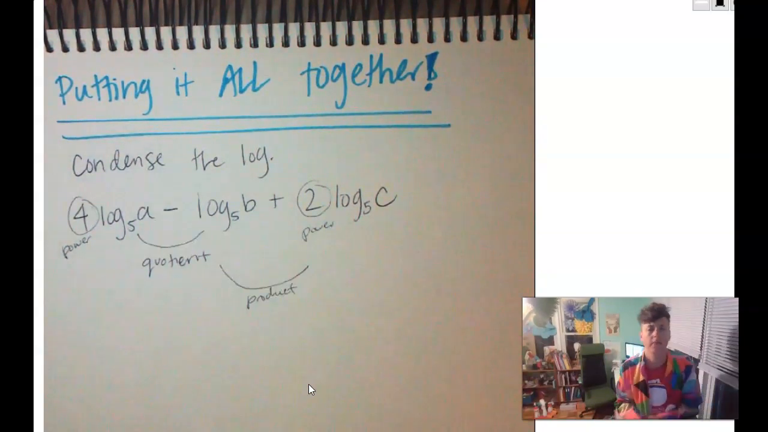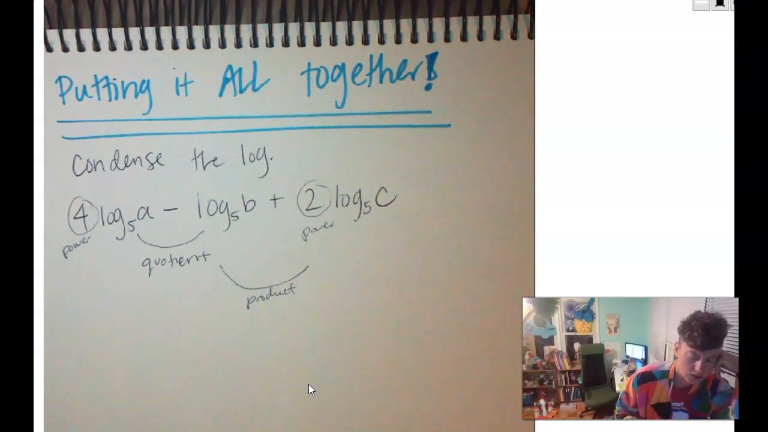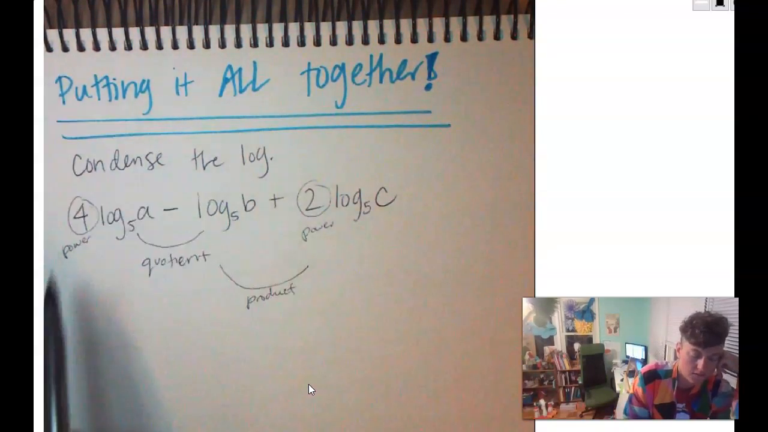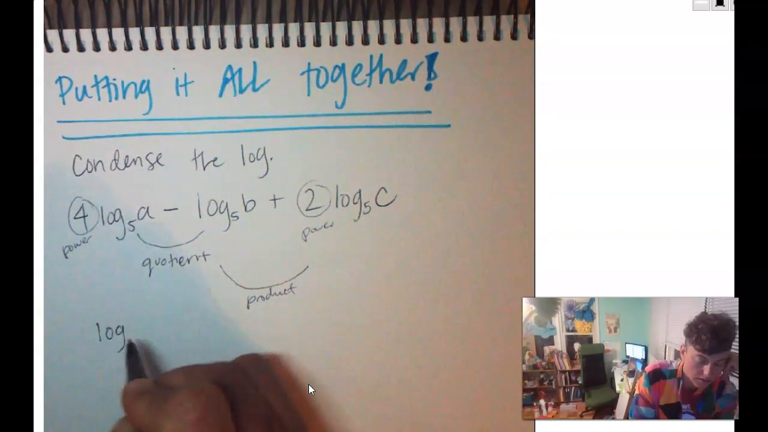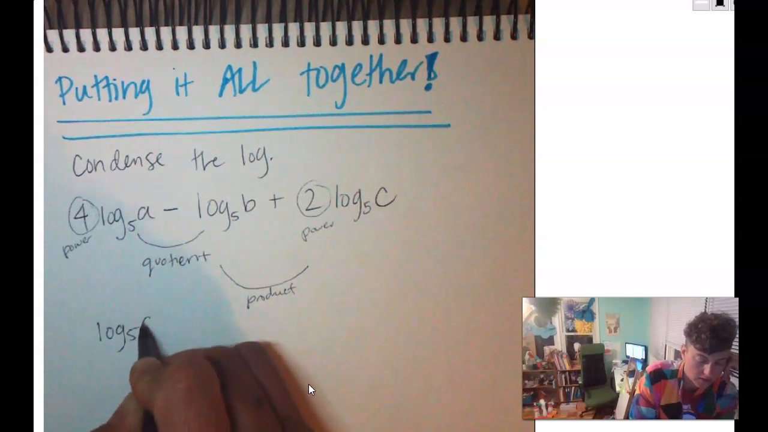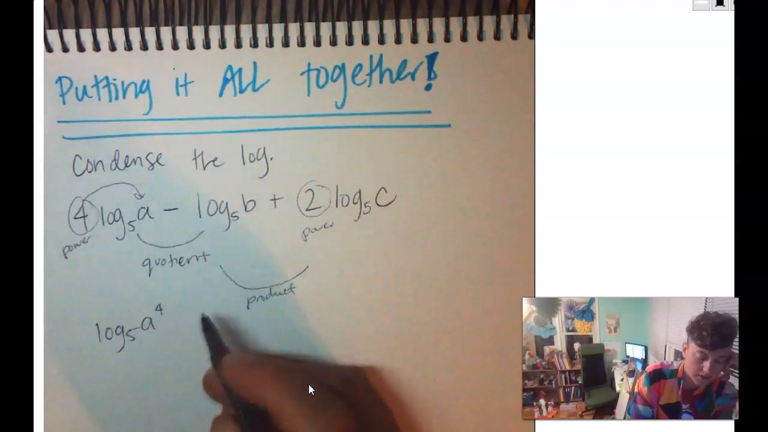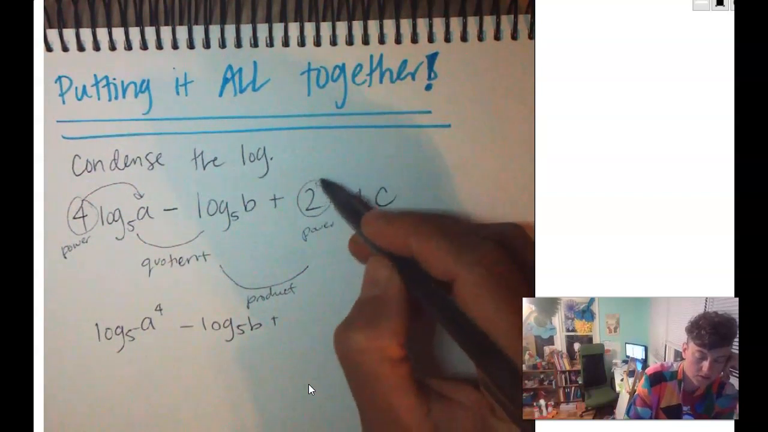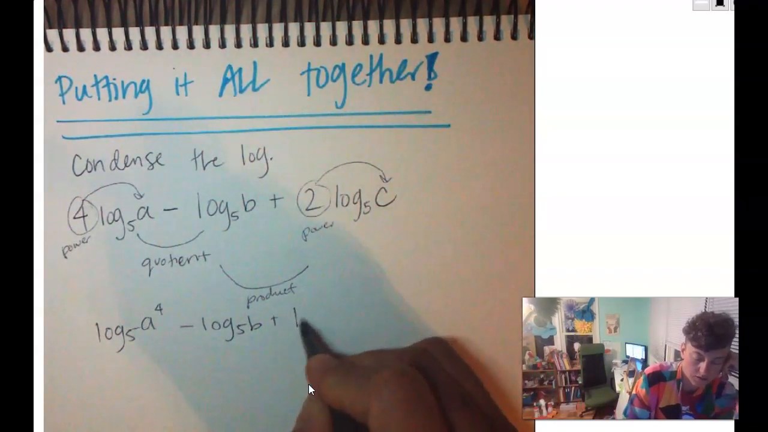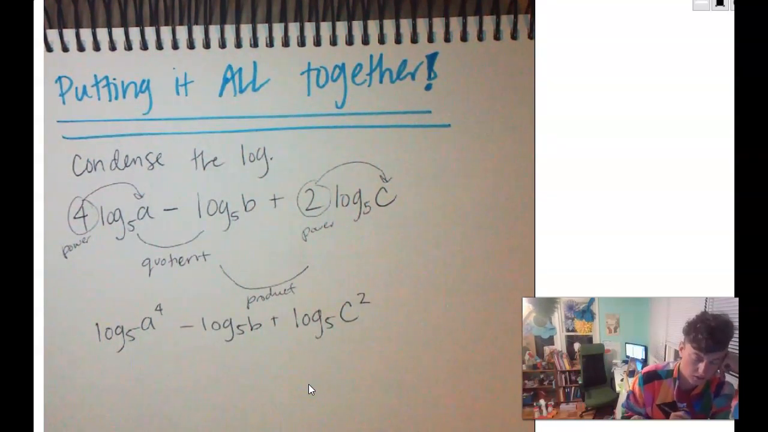Sweet. Okay, so let's start off. How about we just do the power part first? So we'll make this 4 times log base 5 of a into log base 5 of a to the 4th. Right, that 4 becomes an exponent here. Minus log base 5 of b plus that 2 we go out in front to be log base 5 of c squared. Great.